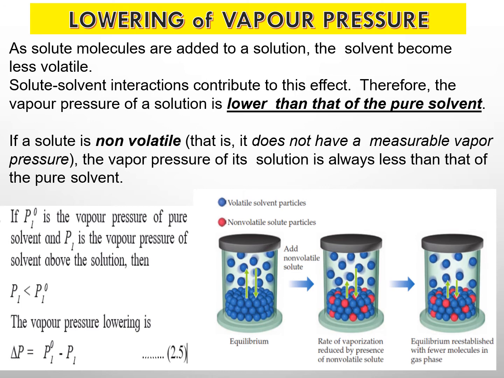So, as the solute molecules are added to a solution, the solvent becomes less volatile. Now, if you see the diagram below, okay, this first one is showing you a pure solvent where you have some vapors being formed inside the container. In the second one, you will see that some solute is added, but these solute particles are non-volatile. Okay, so they are obstructing the solvent from converting to vapors. So here, the vapor pressure created in the solvent is much lower as compared to the pure solvent. Okay, so this is due to the presence of a non-volatile solute. So the non-volatile solute has lowered your vapor pressure.